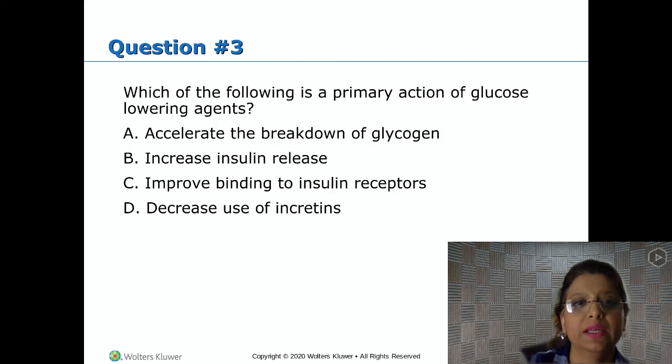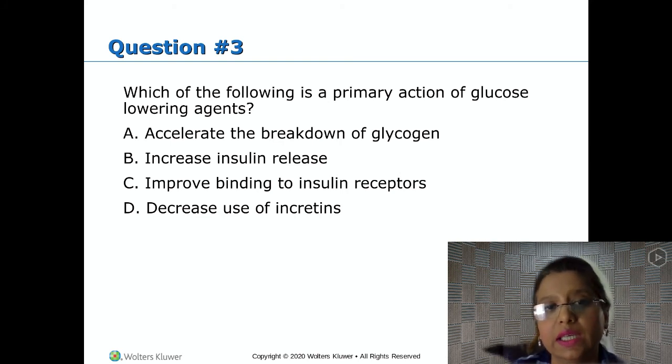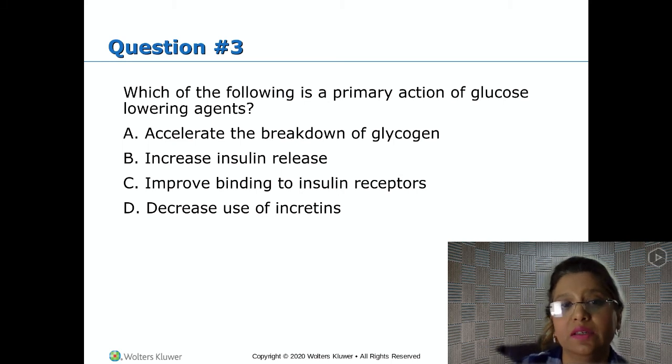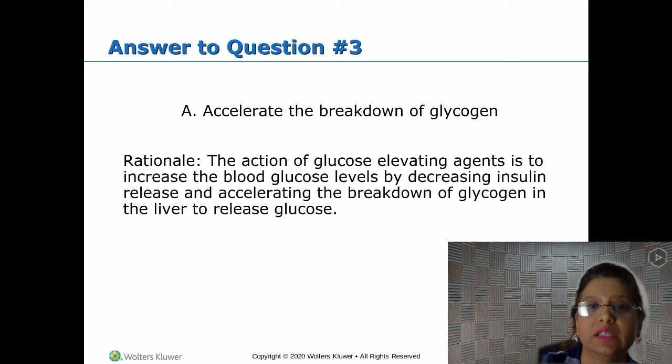We do a general assessment. A question on it is, which of the following is a primary action of a glucose lowering agent? What does it do? Accelerates the breakdown of glycogen, increases the insulin release, improves the binding to insulin receptors, or decreases the incretin. The answer is it improves the binding to insulin receptors.